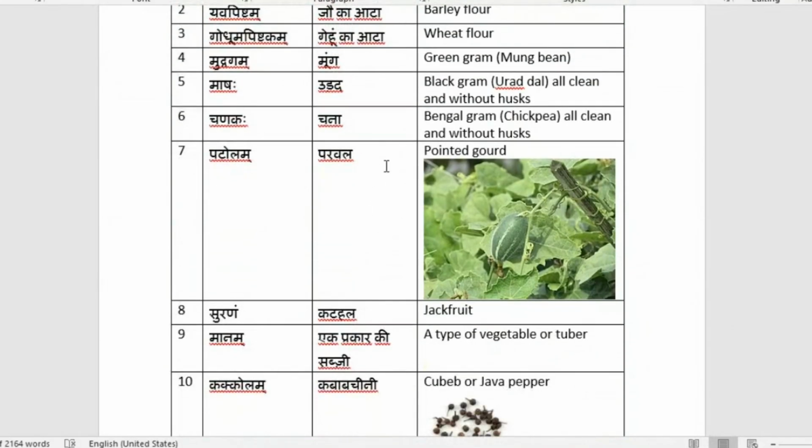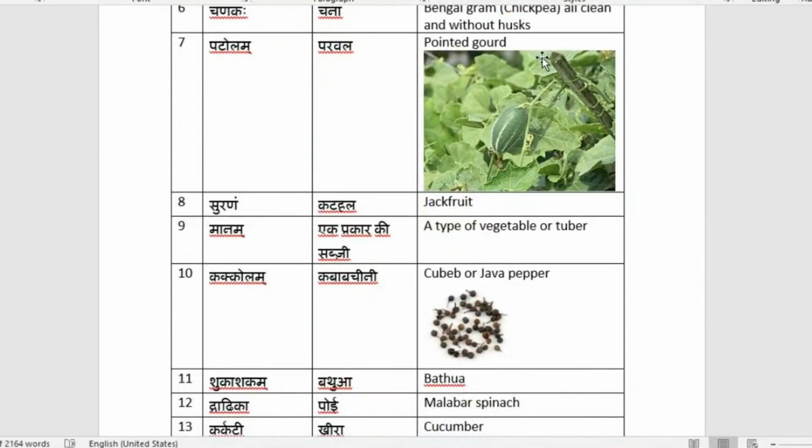Then Patola. Patola means parwal, which is called pointed gourd. Remember this pointed gourd because it will come in apathya also later on. Pointed gourd, that is parwal. Suran. Now suran here, in some it is called jackfruit, in some it is mentioned as yam. So both the meanings are there. So from exam point of view, remember both the meanings.